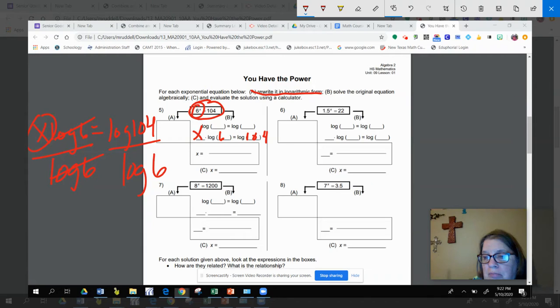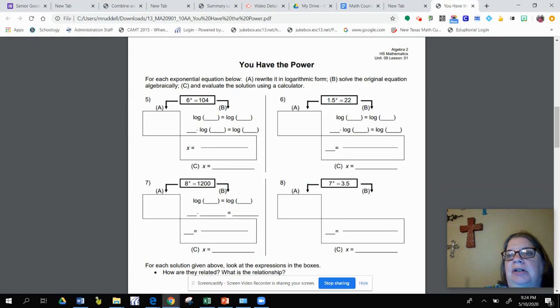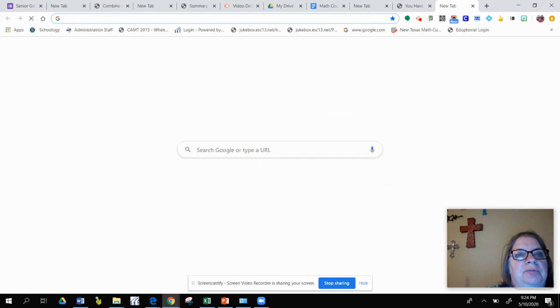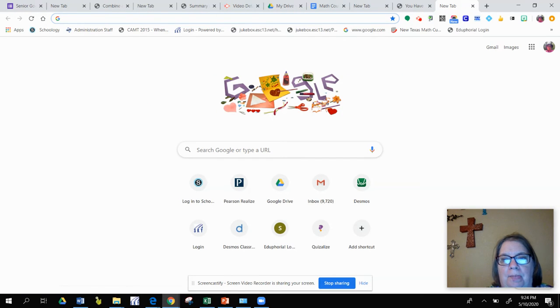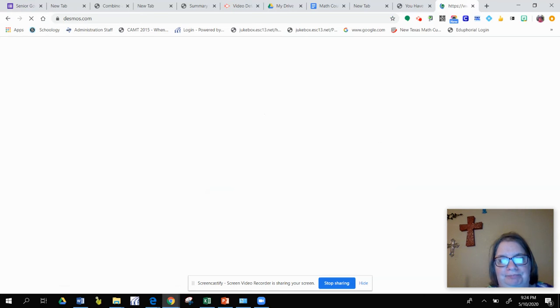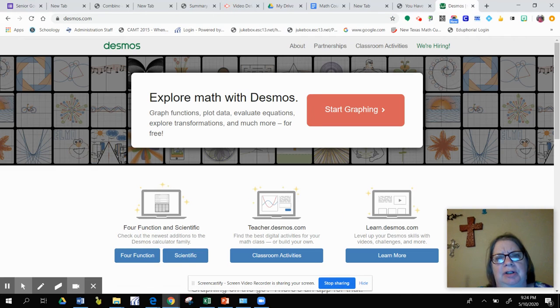You can use your calculator on your phone. You can use Desmos. What do we got? 104 and 6. I don't know if I can do this. Let's see. Close this out. It's going to take all that away. Desmos.com. Different from student.desmos.com where your assignments are. Start graphing.